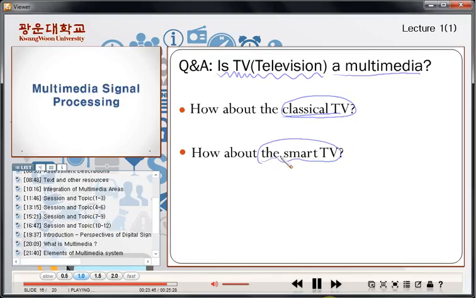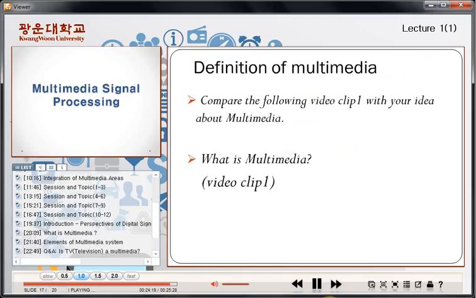But the smart TV has a function of internet surfing, and downloading or uploading is possible. So, smart TV can be a perfect multimedia system. Likewise, a smartphone is also a true multimedia system. Okay. And next, I'll show you the definition of multimedia by video clips. When you're watching the video clip, compare the following video clips with your idea about multimedia.